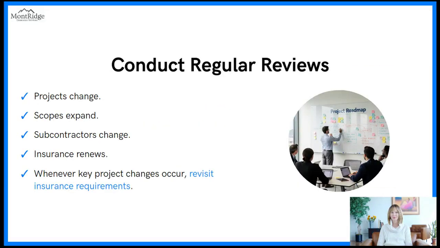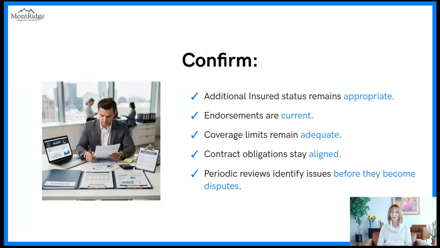Conduct regular reviews. Projects change, scopes expand, subcontractors change. Insurance renews. Whenever key project changes occur, revisit insurance requirements. Confirm additional insured status remains appropriate. Endorsements are current. Coverage limits remain adequate. Contract obligations stay aligned. Periodic reviews identify issues before they become disputes.